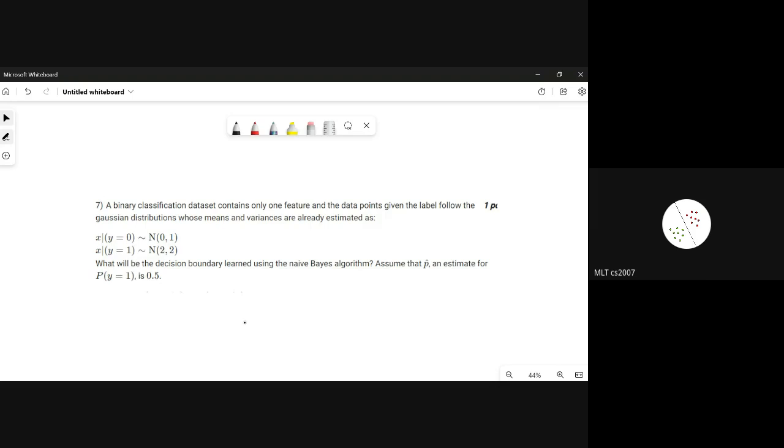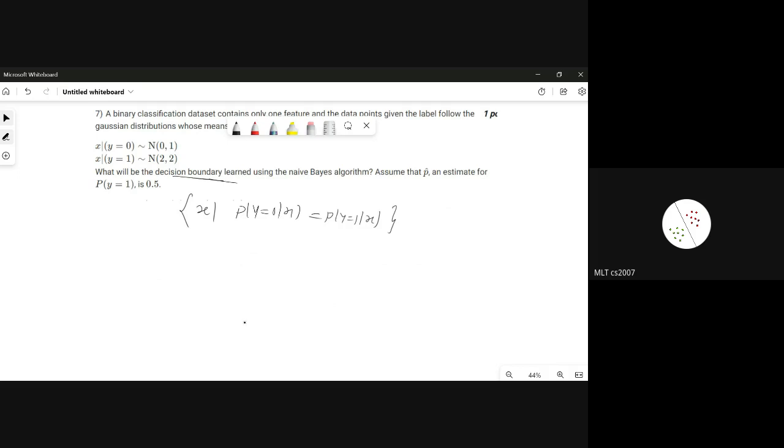Now it's asking for the decision boundary for the naive Bayes algorithm. So what is the decision boundary? The decision boundary is all those points where P(y=0 | x) is the same as P(y=1 | x). So all those points we need to find. You have to solve this equation: P(y=0 | x) equals P(y=1 | x).